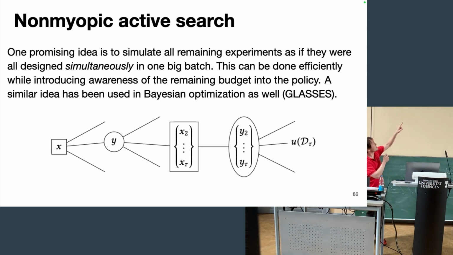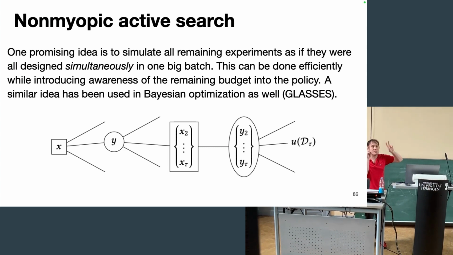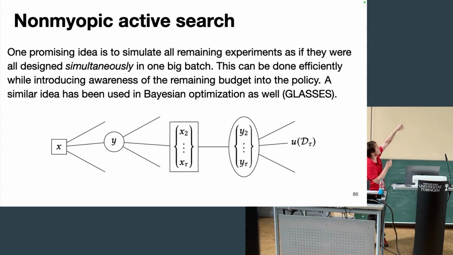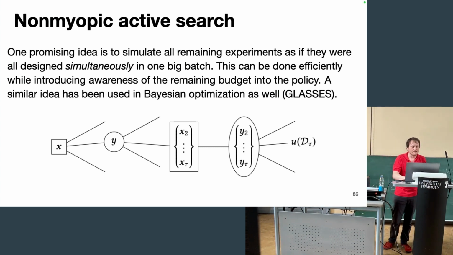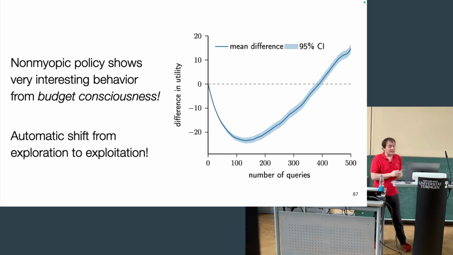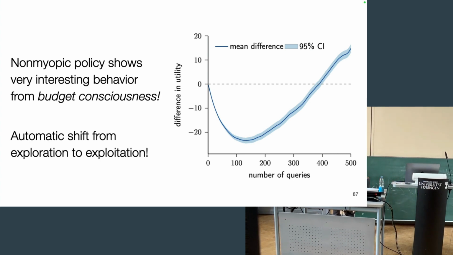And it also has the property that it knows about the remaining budget, because this batch of experiments will be sized according to the remaining budget. This idea of doing one step look ahead and then augmenting it with this batch observation that's going to resolve the rest of the budget has also been used in Bayesian optimization under an algorithm called GLASSES. And it turns out that it works extremely well on actual active search problems.